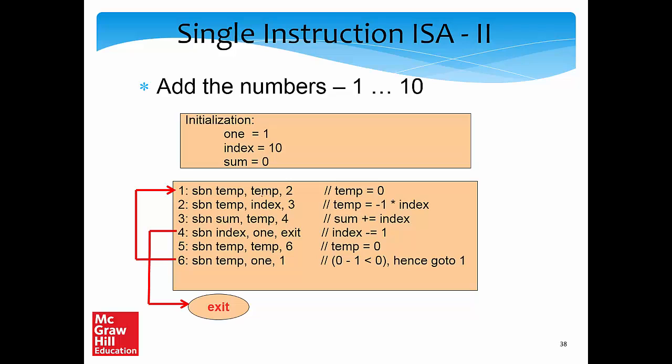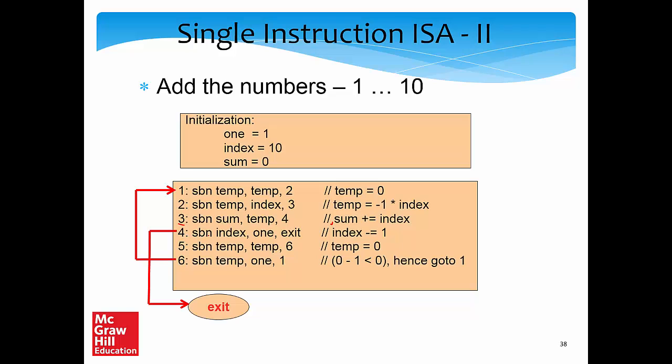We take a variable temp and subtract it with itself. So temp = temp - temp, so temp is equal to 0. Irrespective of the outcome, we go to instruction 2. There we compute temp = 0 - index, or temp is minus 1 times index. Then we come to the third line where we do sum += index. This is the same as the addition trick that we showed in the last slide. We are essentially computing sum = sum + index using these 3 lines. And mind you, irrespective of the outcome, from 3 we go to 4.